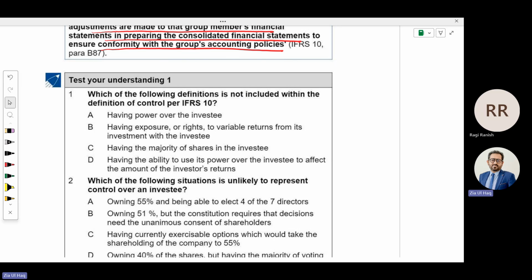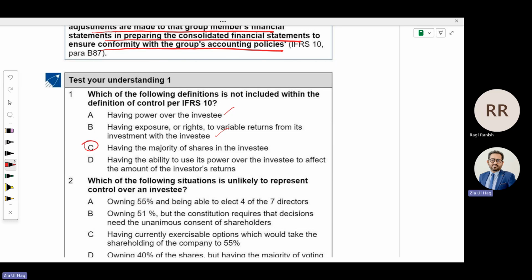Which of the following definitions is not included within the definition of control? Having power over the investee? Yes. Having exposure or right to variable returns from its investment in the investee? Yes. Having the majority of shares in the investee? No. Having the ability to use its power over the investee to affect the amount of the investee's returns? Yes. So which one is not in the definition?